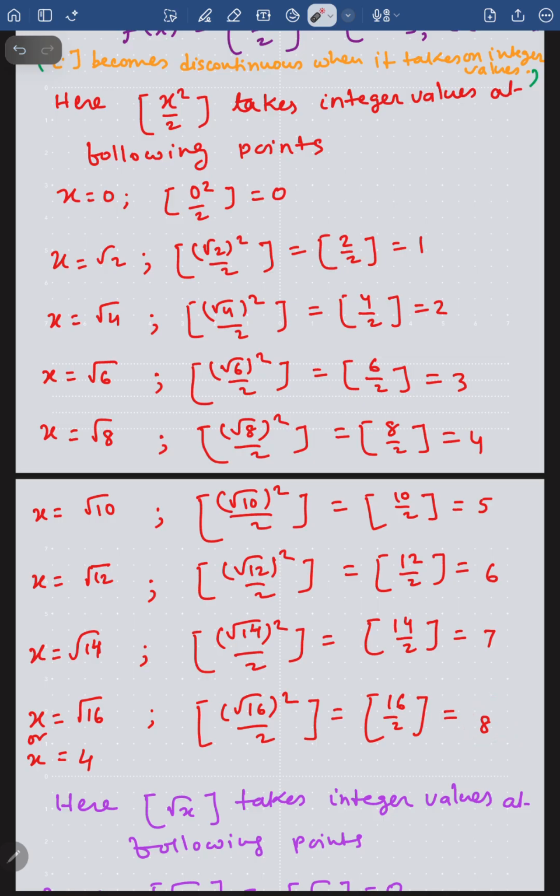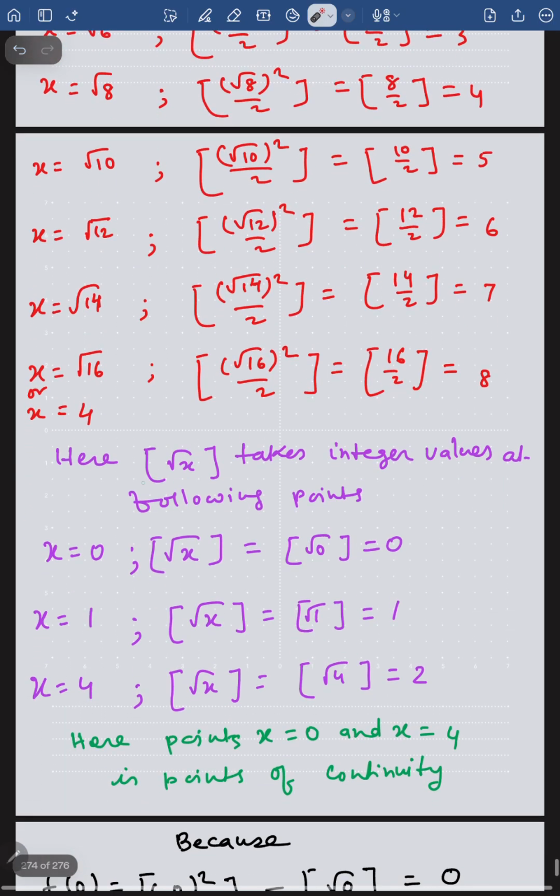For this point we will check the right hand limit, because 0 plus, and for this we will find the left hand limit, because 4 is the upper boundary, so less than 4 we have to check. So we will check it later on. Let us discuss this one.